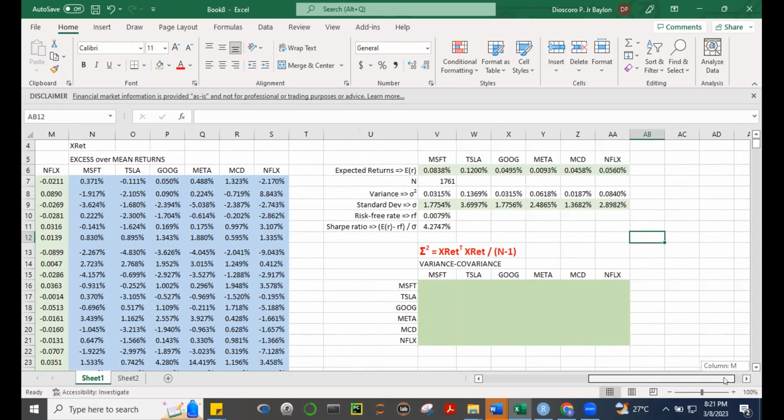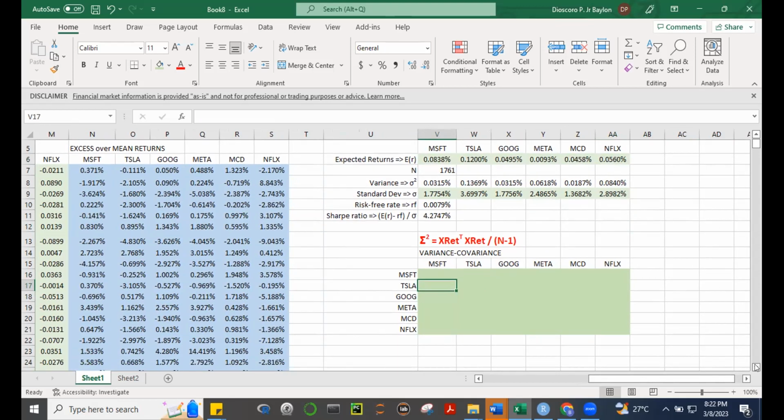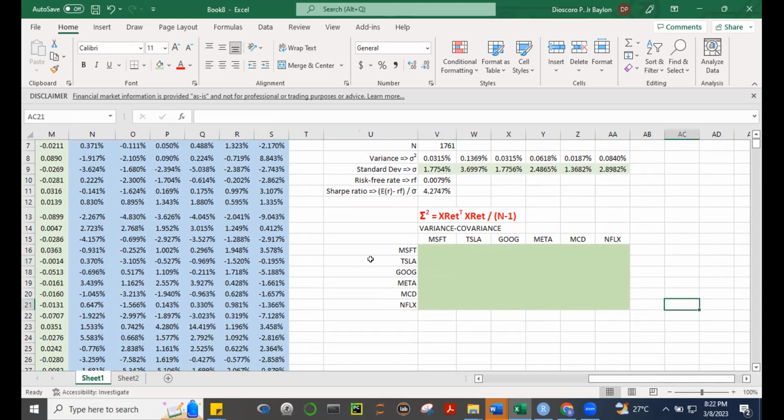Okay, so let's now imagine, class, if we go through this one by one, it's only 6 stocks. What if we had a portfolio of 20 stocks? That would be a nightmare, no? It would take us days. So in order to generate this, we will use matrix multiplication in Excel. That's the beauty of Excel, its matrix multiplication, and we can do that.